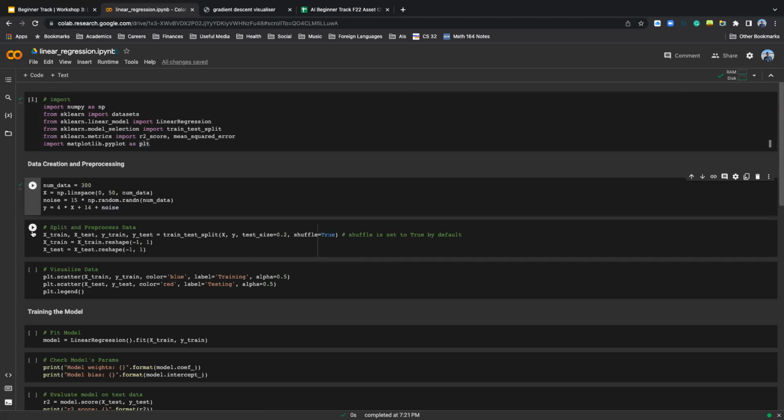So this splits and processes the data. All this code is doing is we're going to plot the data, and the first block is just generating random data points. We're generating a bunch of fake data. This generates a bunch of X values between 0 and 50: 300 evenly spaced values between 0 and 50.